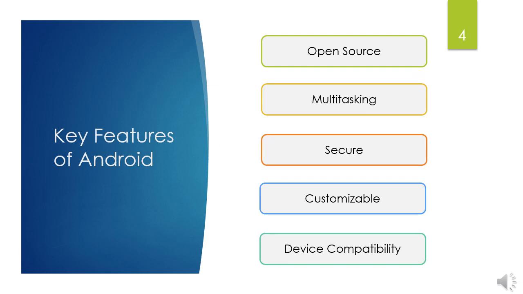Key features of Android. Open source. Its source code is freely available to developers and can be modified and distributed under open licenses. Multitasking. It allows users to run multiple applications simultaneously. Secure. This includes built-in malware detection, sandboxing of applications, and regular security updates from Google.